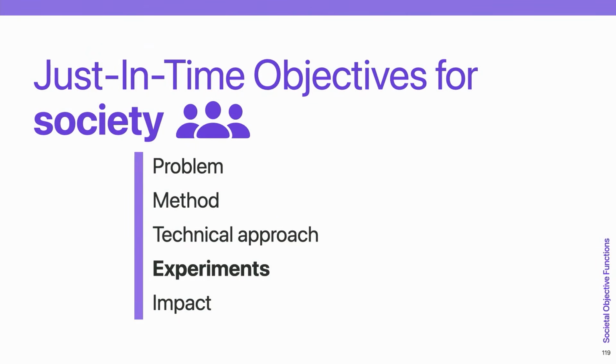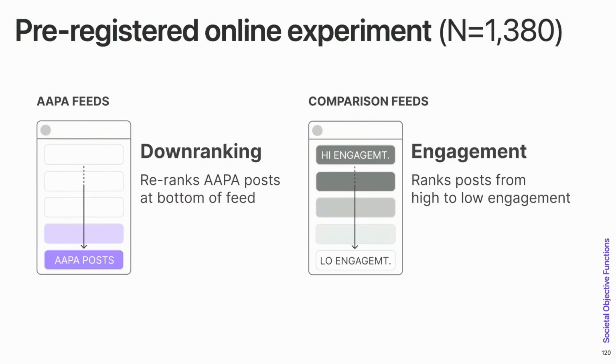And this allowed us to basically run some experiments to see if we could move the needle on this really important societal issue. So we designed several feed algorithms that incorporated APA. And we also implemented baselines that represent more of the status quo today. So the main conditions that I'll talk about were a downranking feed that put these APA posts more towards the bottom of the feed, and a baseline engagement feed that ranked posts more similarly to how we see them today, with high engagement at the top of the feed.